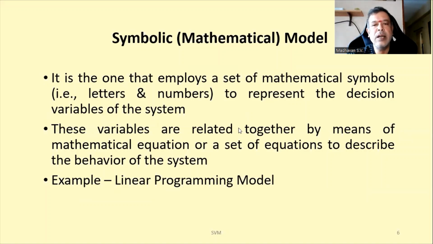Symbolic model. It is one that uses a set of mathematical symbols, maybe involving letters and numbers, to represent the decision variables of the system. These variables are related together by means of mathematical equations or a set of equations to describe the behavior of the system. An example is the linear programming model, wherein we have one objective function. The objective function is formed based on some variables and some constant numbers, which we call coefficients. And then we also have a set of constraints, which are also made of numbers and variables with some inequalities involved, means it can have less than or equal to or greater than or equal to symbols.